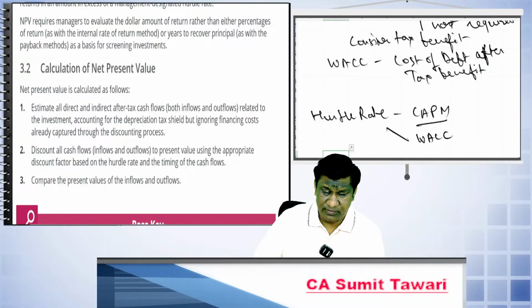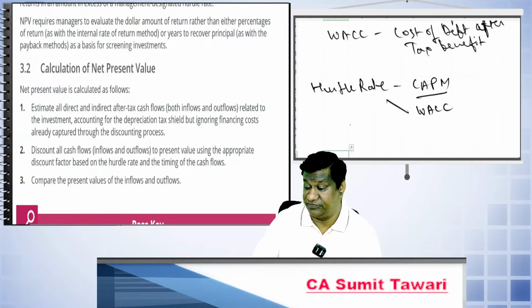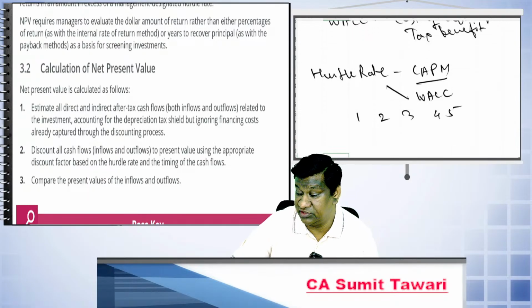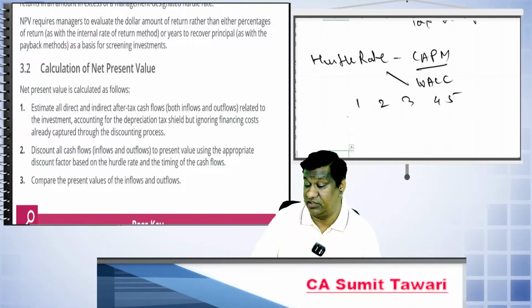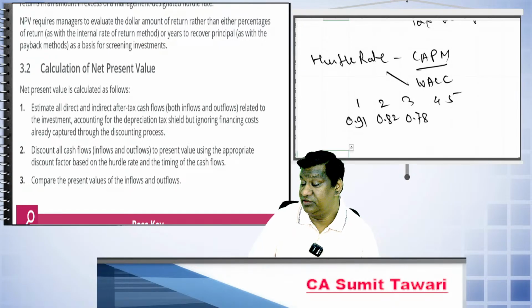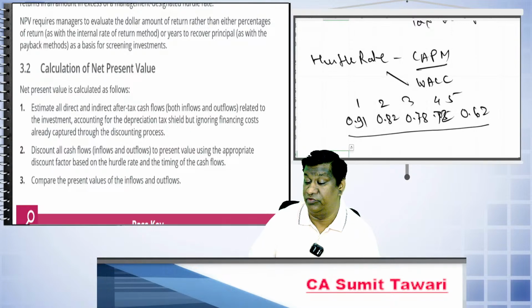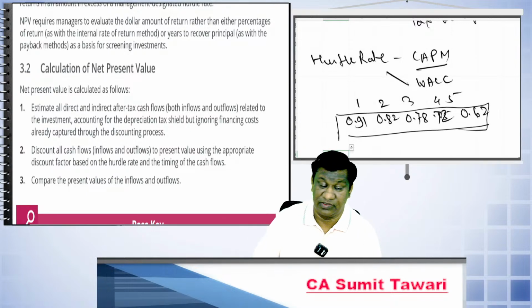And the timing means if the cash flow is generated in 1 year, you need to consider the discounting factor for 1 year. If it is 2 years, then you need to consider that after 2 years, 3 years, 4 years, 5 years. Like if I consider the discounting factor at the rate of 10%, for the first year it is 0.91, then 0.82, then 0.78, then 0.75 or 72, and then 0.62, like this. So depending on the timing of the cash flow, the discounting factor changes. Hurdle rate is constant, but the discounting factor changes.